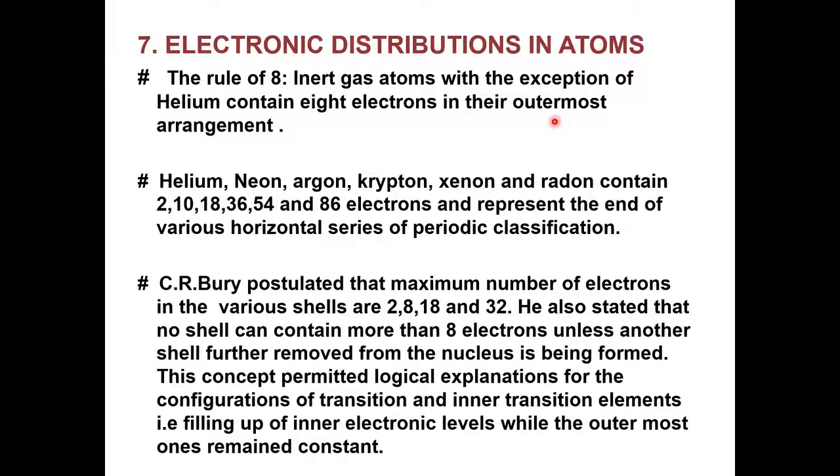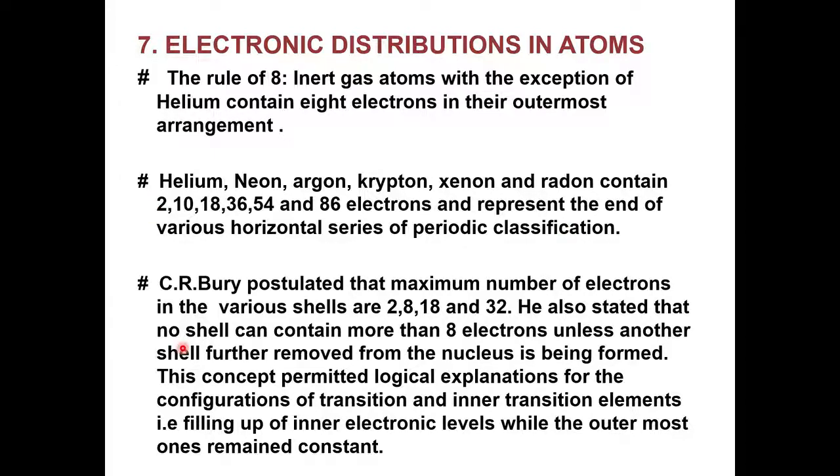That means, in the outermost orbit there cannot be more than 8 electrons. Helium, neon, argon, then krypton, xenon and radon contain 2, 10, 18, 36, 54 and 86 electrons, but in their last orbit all these elements contain 8 electrons except helium, which is number 2.